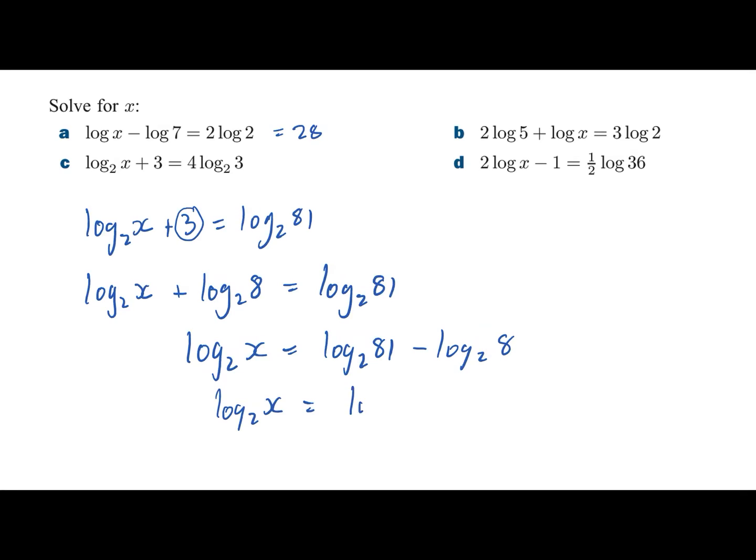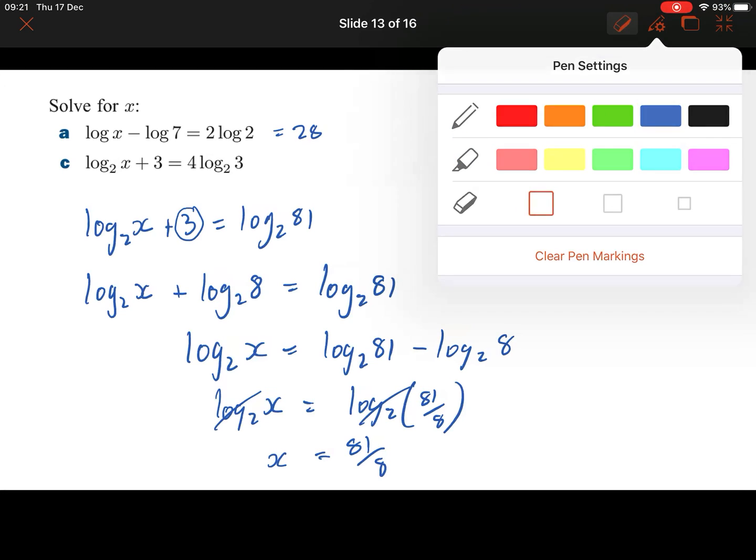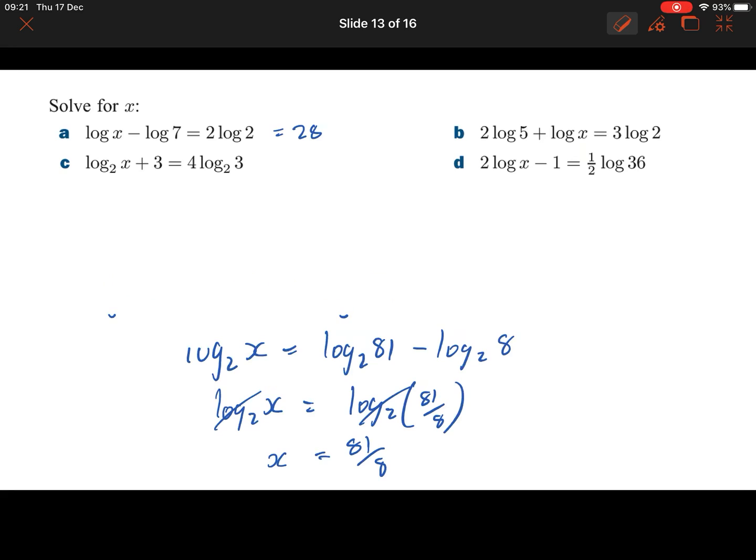Log base 2 of x equals log base 2 of 81 minus log base 2 of 8. Log base 2 of x equals log base 2 of 81 over 8. That's rule number 3 there. Cancel off the logs because the base is the same. X equals 81 over 8.